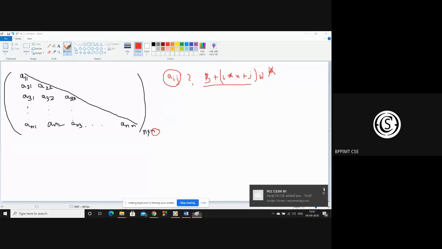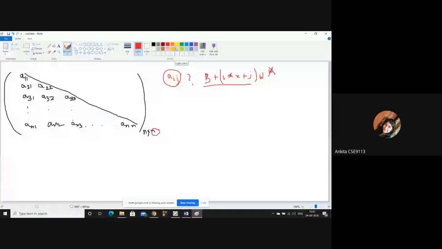Okay, very good. Sir, will it be B plus W into N i plus J? Exactly, this is. Anybody? Sir, it will be minus 1. If it is i, then i minus 1, and then plus j minus 1, and then the whole multiplied by that W, the size of the data type.